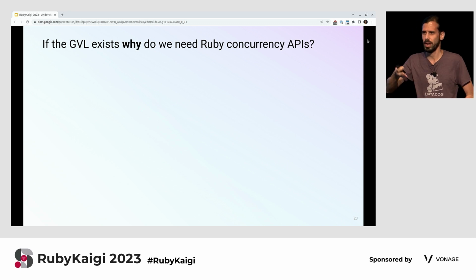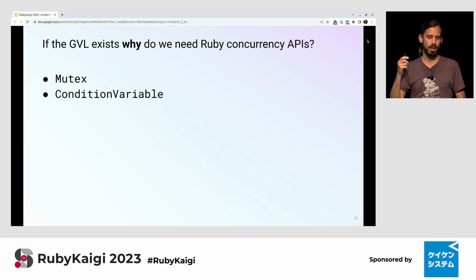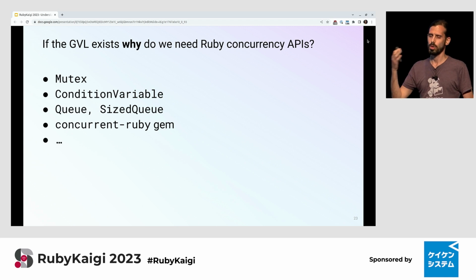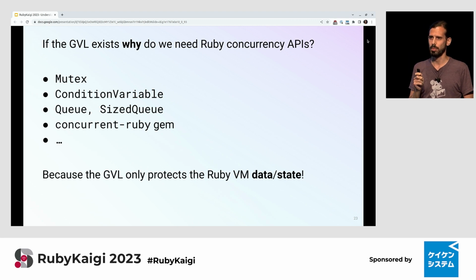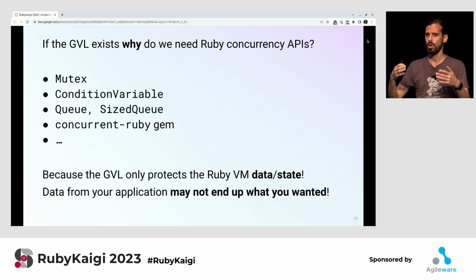I thought the JVL kind of prevented these issues in Ruby. And the thing is that Ruby has mutexes, condition variables, queues, sized queues. There's the concurrent Ruby gem, which provides a lot of concurrency utilities and other things. And the key thing to think about here is that the JVL only protects the Ruby VM data or state. It really doesn't protect your application. So when you don't use the concurrency APIs and you use multiple threads and fibers and concurrent things, you might not end up with the results that you wanted.